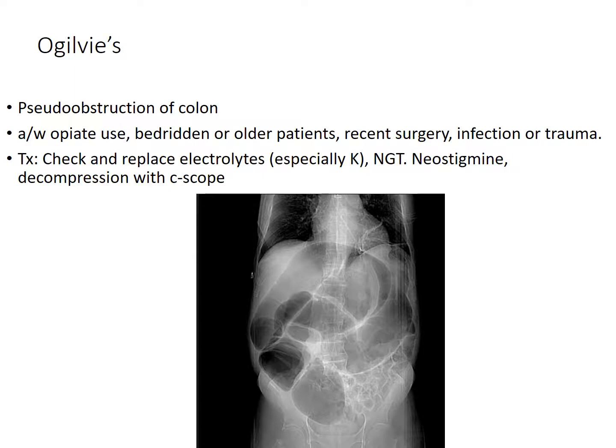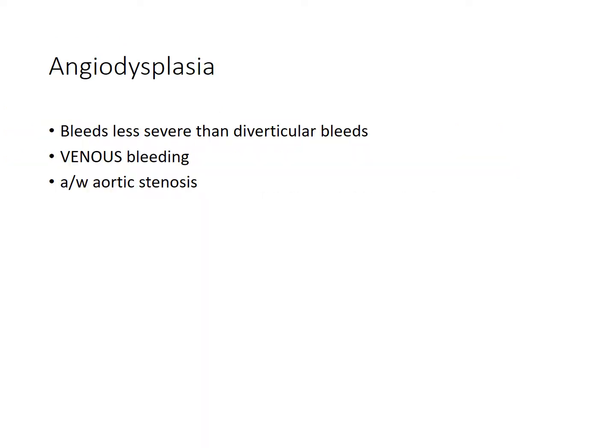Ogilvie's is a pseudo-obstruction of the colon. It's associated with opioid use, bedridden or older patients, recent surgery, infection, or trauma. You want to rule out mechanical obstruction. CT can be helpful for that. Make sure there's no adhesion or volvulus. Then you want to check and replace electrolytes, especially potassium. Decompression with an NG tube. You can try neostigmine. If you're going to try neostigmine, you want the patient to be on a monitor or in an ICU, and have atropine at bedside in case they become bradycardic.